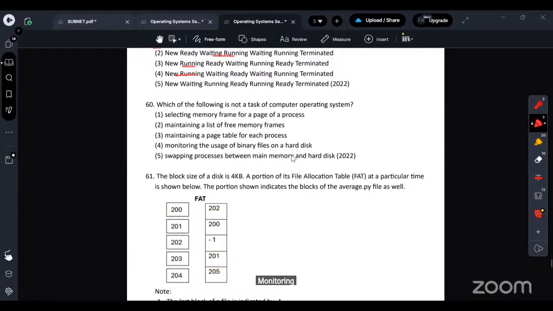Monitoring the usage of binary files on a hard disk. Okay, while the operating system manages the file system, it does not monitor the usage of specific binary files. So that is the answer. It is not a task of the operating system. Monitoring file usage is usually the job of application software, right?